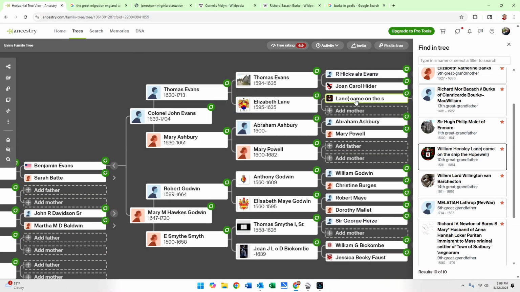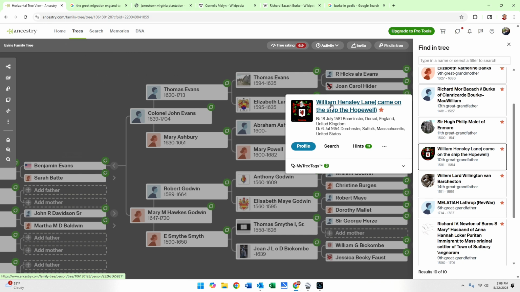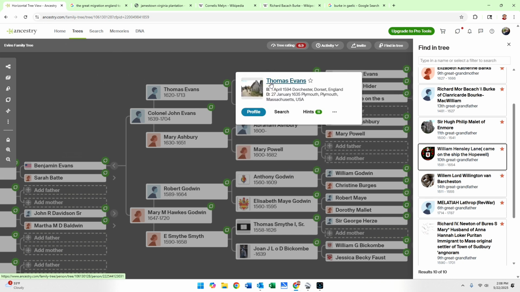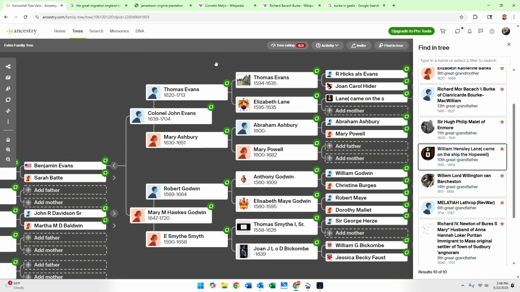Elizabeth came, our friend William Hensley Lane, his daughter Elizabeth, and Elizabeth's husband. And they came over on the Hopewell in 1635. They died in 1635. They left and came over. It took about half the year to get here. They got here and barely survived. I don't remember if they got here in December and they died in January of 35, came in 34, or what exactly happened. But they barely made it to the New World, and both of them died.